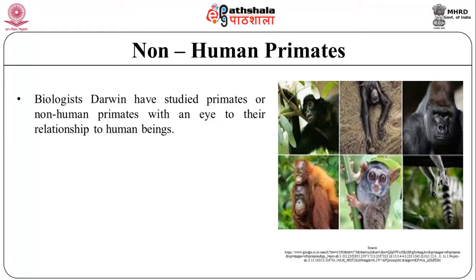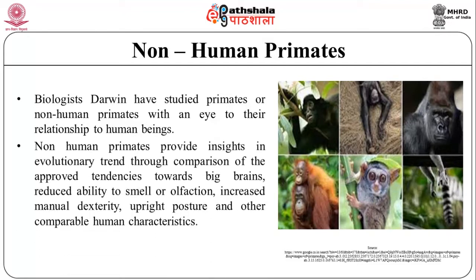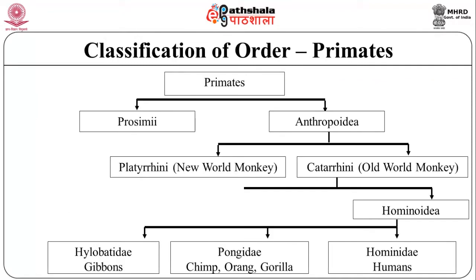Biologists since Darwin have studied primates or non-human primates with an eye to their relationship to human beings. Non-human primates provide insights into evolutionary trends through comparison of the approved tendencies towards big brains, reduced ability to smell or olfaction, increased manual dexterity, upright posture, and other comparable human characteristics. Now, this figure illustrates the classification of the order Primates.